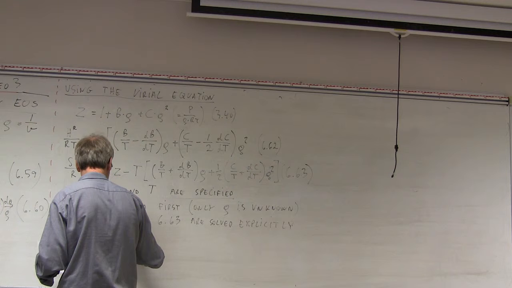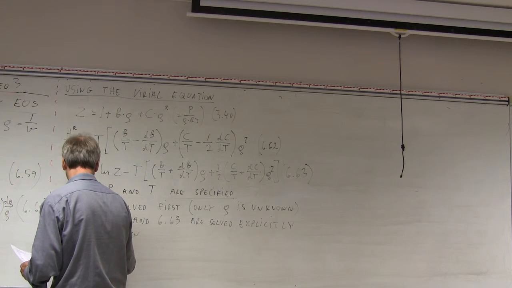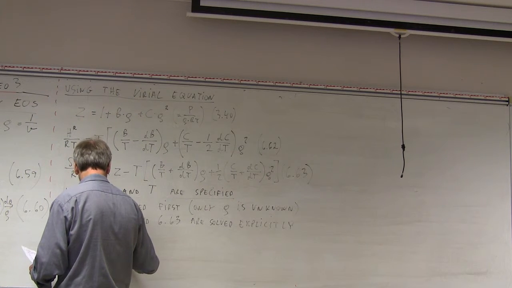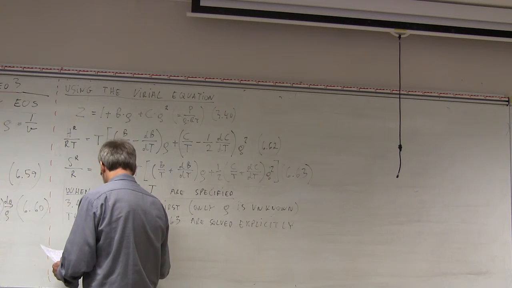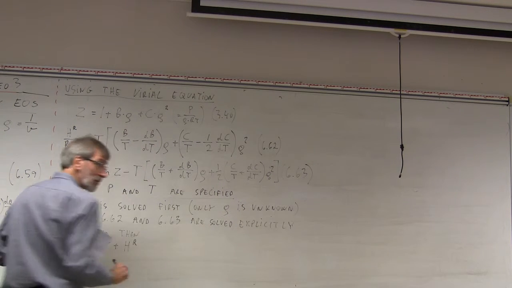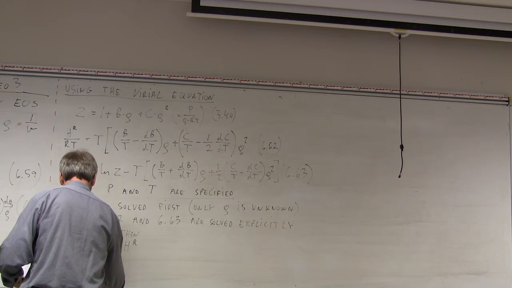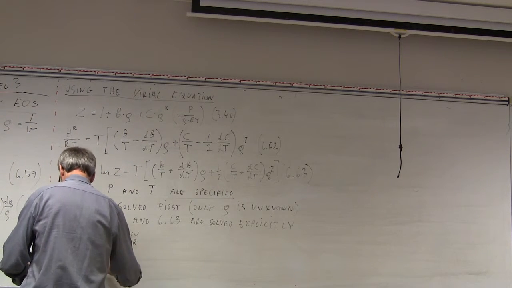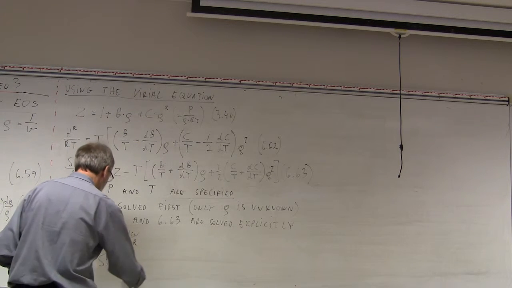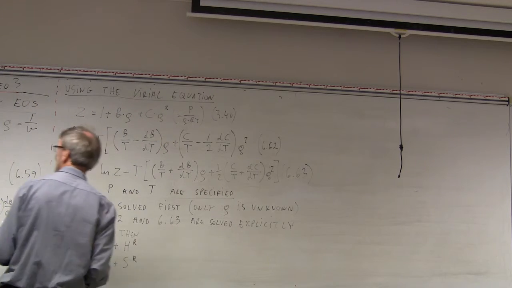And then the enthalpy is the ideal gas enthalpy plus the residual enthalpy, and the entropy is the ideal gas entropy plus the residual entropy.